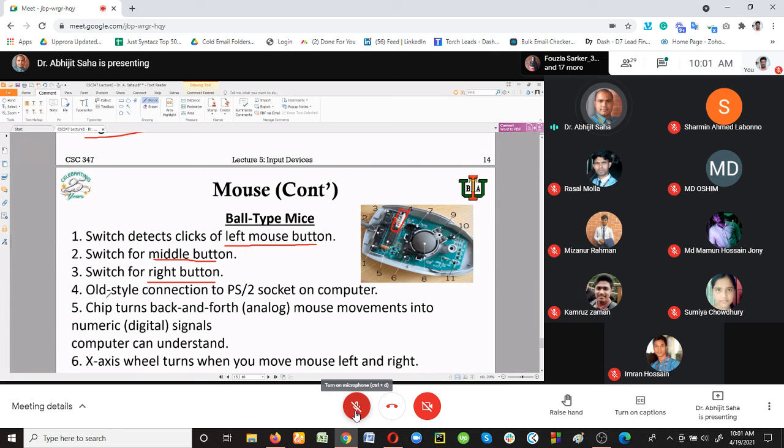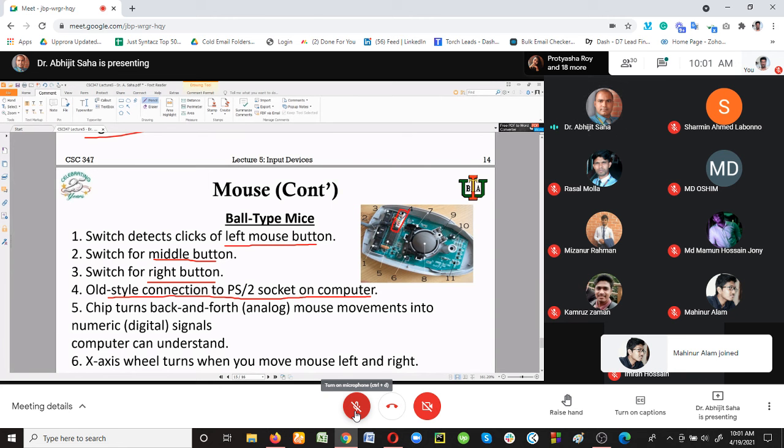So this is an old style connection to the PS2 socket on the computer system. So actually you can disconnect it. It's a power cord, like the power cord we have onto the motherboard. You have seen the power supply, the main power source you're giving, so it can be disconnected from the green board. And these are the cables from the mouse; the cables go to the computer. That cable connection is given here.